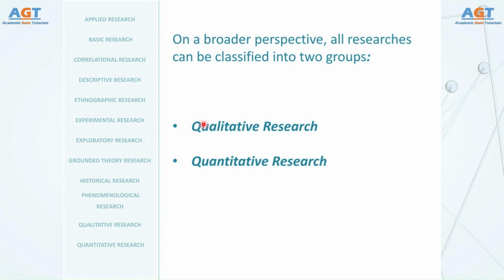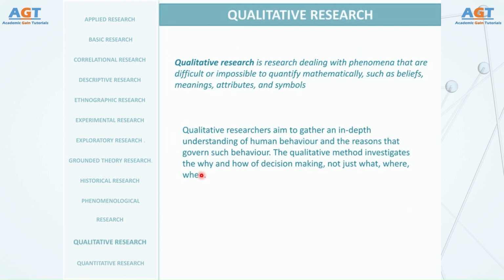2 broad groups: qualitative versus quantitative. On a broader level, research can be grouped into 2 major types: qualitative and quantitative research. Qualitative focuses more on meaning, experiences, and understanding. Quantitative focuses more on measurement, numbers, and statistical analysis. Next, we'll look at each in more detail.